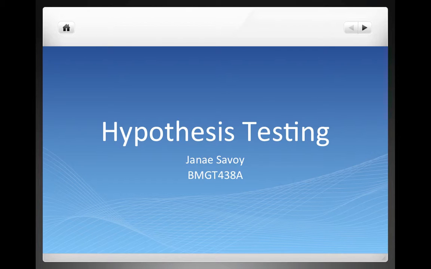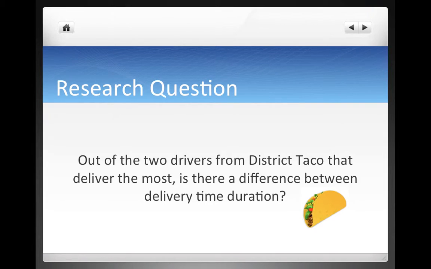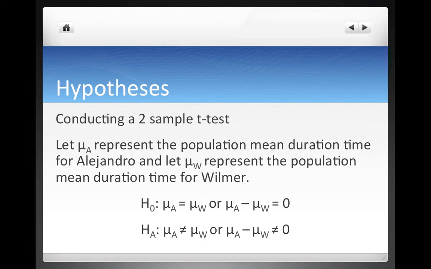So I'm working with the Spectrum District Taco data and my research question is, out of the two drivers from District Taco that deliver the most, is there a difference between delivery time duration? So I'll be comparing the averages for Alejandro, who drives the most, and Wilmer, who drives the second most. Therefore, I'll be conducting a two-sample t-test since I'll be comparing the sample means for Alejandro and Wilmer.